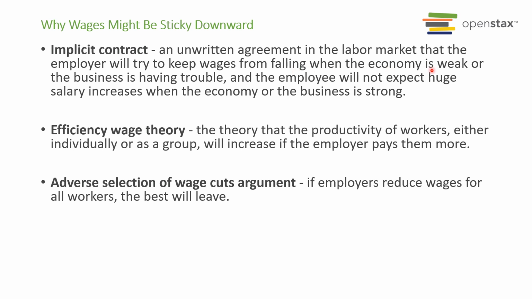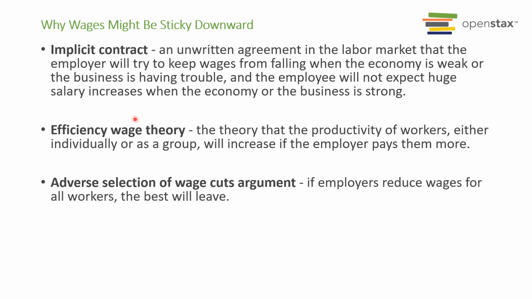and then when the economy is doing really, really well, the employees aren't going to jump and say, well, you need to pay us more. So it's kind of an unwritten agreement where the employer says, I'll keep your wages from falling when the economy goes in the dumps, if you don't expect me to raise the wage when the economy is doing really, really well. So this is a quid pro quo situation.